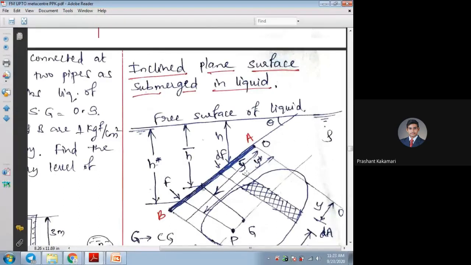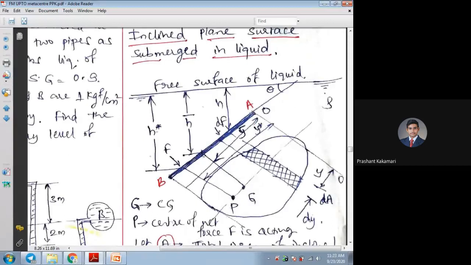Just draw this sketch taking the AB plate. This is the side view. AB is the side view. The top view I have shown with an irregular surface. We'll assume some irregular surface, meaning I have taken any plate on which I will consider the center of gravity of that plate, point G. And we'll assume the center of pressure may be on this side.